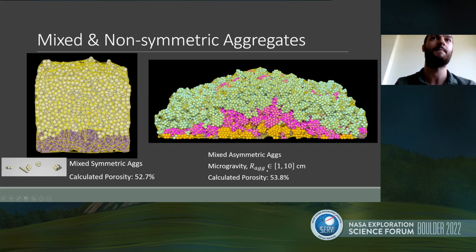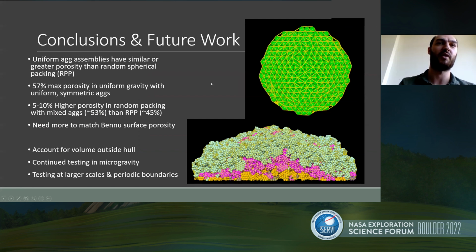I don't have a ton of time to go over my conclusions, but essentially we're finding systematically a higher porosity in systems with randomly packed aggregates than with randomly packed spherical particles, given the size distribution. But we still need more. We only got up to almost 60% in our highest porosity system, and that's not enough to match the surface porosity measured on the Nightingale crater.